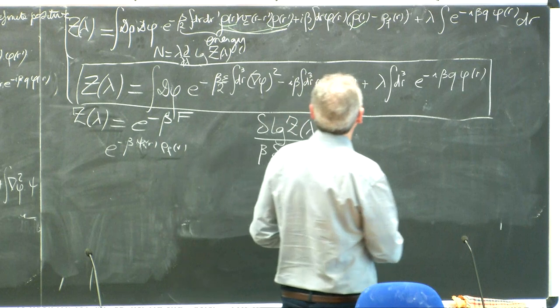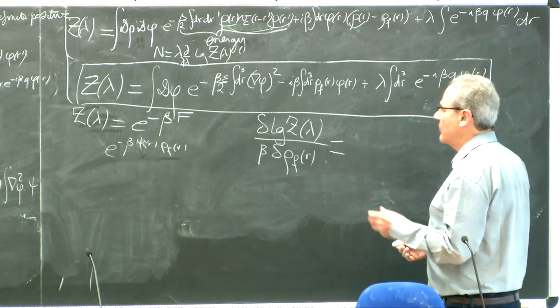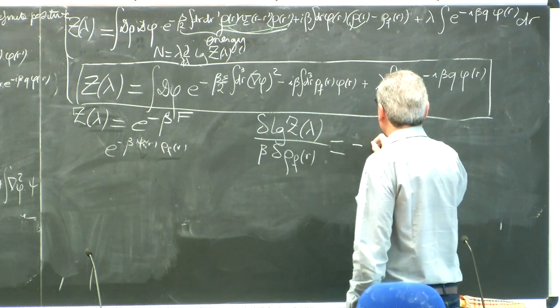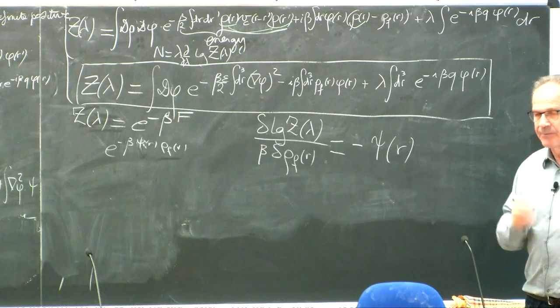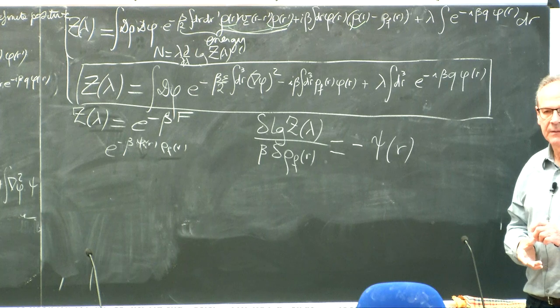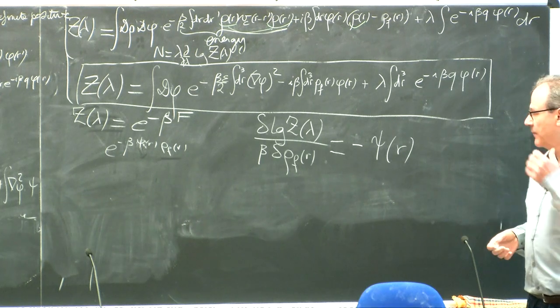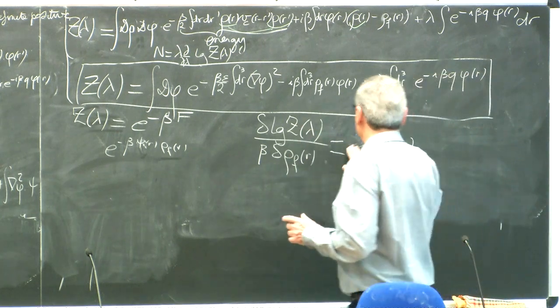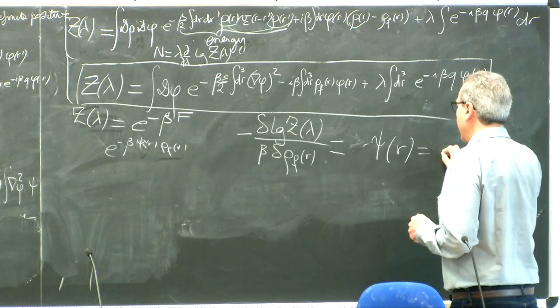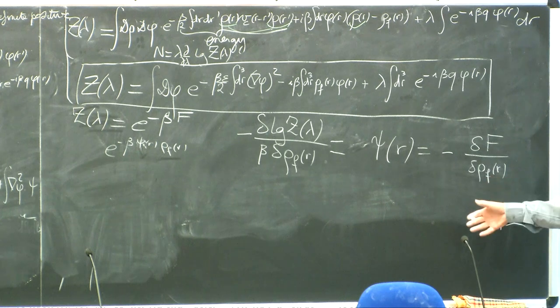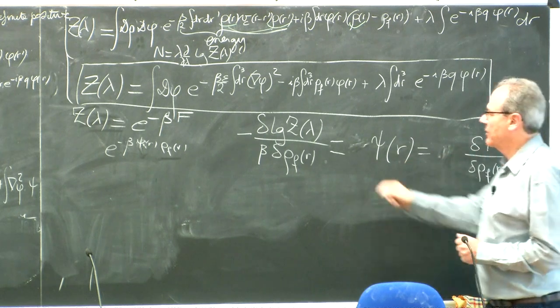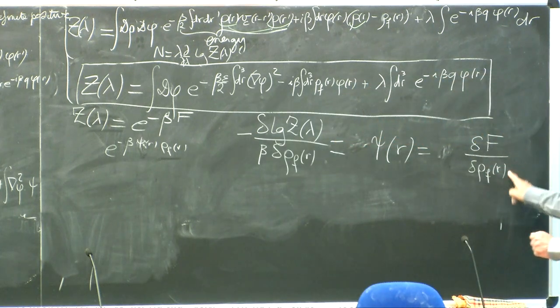So what I want to say is just that, with a minus, this should be minus the electrostatic potential psi of r. Does anybody agree? The derivative of the free energy, which I can write like this, means that psi of r is minus delta F by delta rho f of r. The functional derivative of the free energy with respect to the fixed charges is equal, sorry, it's a plus, right? Because z is e to the minus beta F. So this is just this. Agreed?